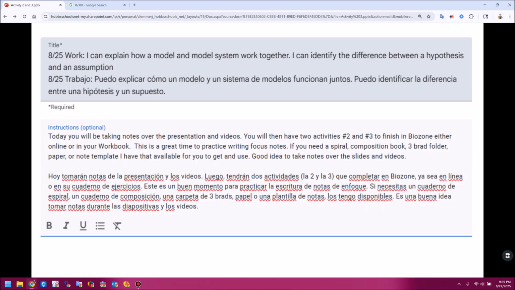They can be done either online or in your workbook. This is a great time to practice writing focus notes. Once again, if you need a spiral composition book, 3-brad folder, paper, or note template, I have that available for you to get and use. It's a good idea not only to take notes over the slides, but also to take notes on the videos. Also, don't forget there are pens, pencils, and writing utensils in the student supply drawer.